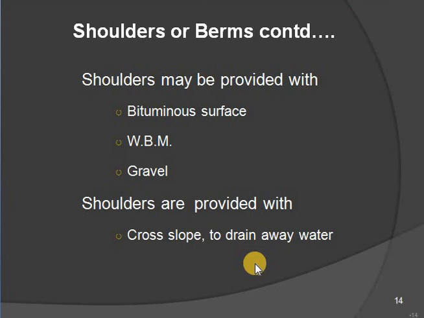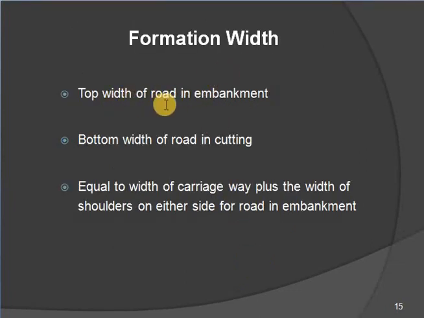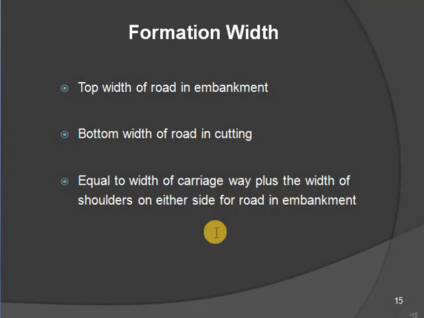Next, formation width: the top width of road in embankment and the bottom width of road in cutting. For a road in embankment, it is equal to the width of carriageway plus the width of shoulders on either side.